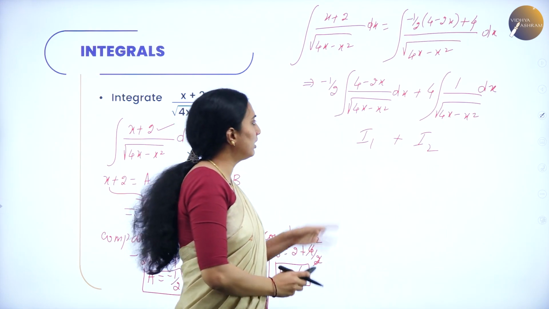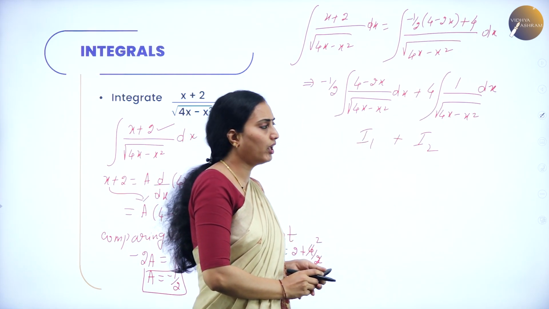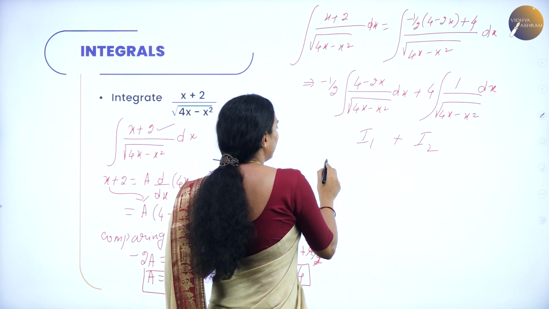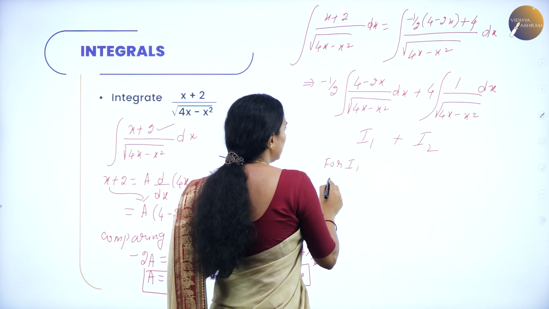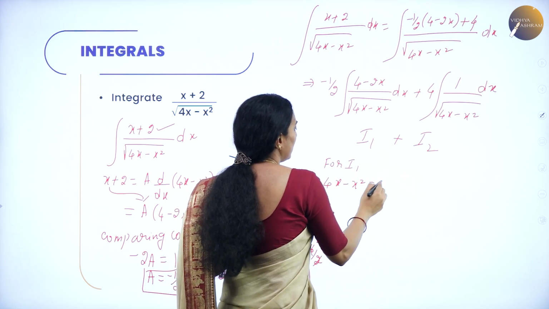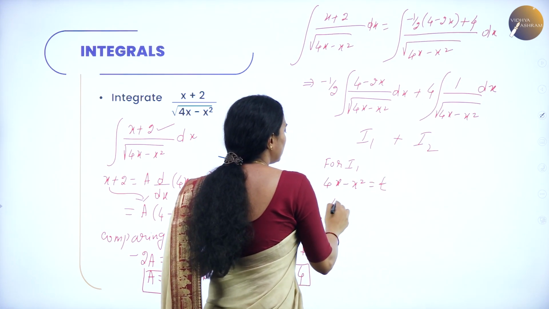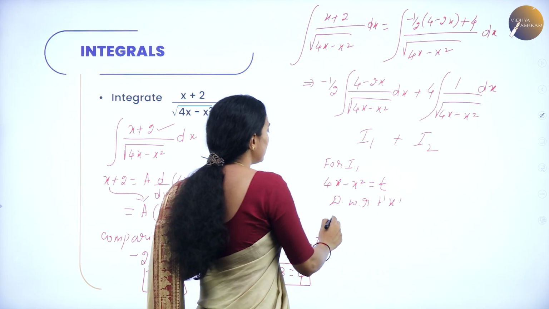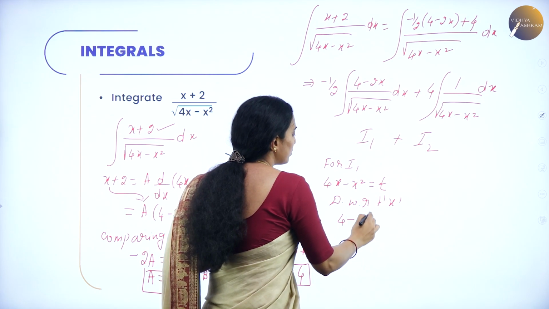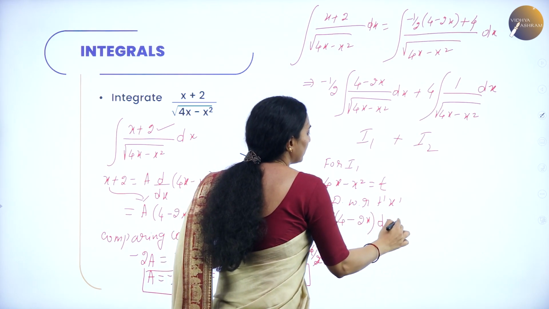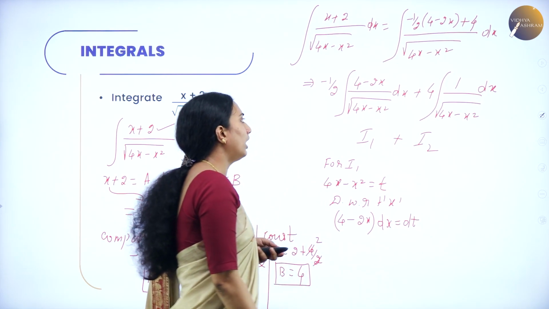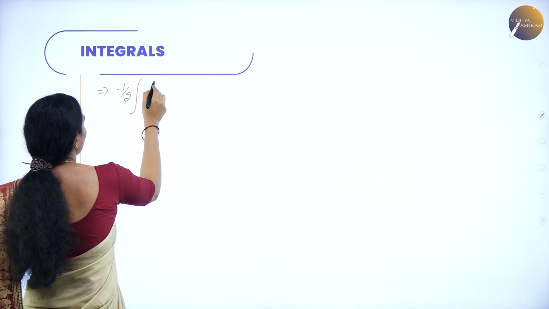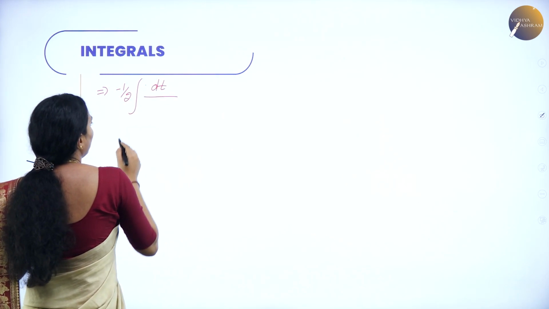Now I have written plus here, depending on this, okay. Now this is the denominator differentiation which will be the numerator. So therefore for I1, substitute 4x minus x squared is equal to t. If you differentiate this with respect to x, 4x differentiation is 4, minus x squared differentiation is 2x, into dx is equal to dt. So therefore, substituting in that, you are going to get minus 1 by 2 outside, integral of dt divided by under the root t.